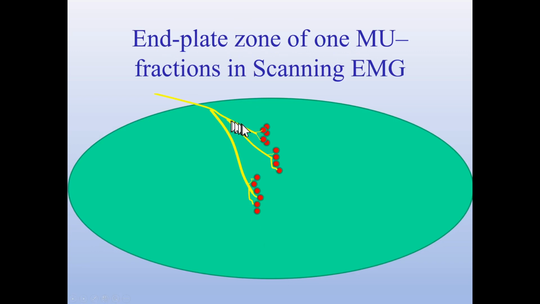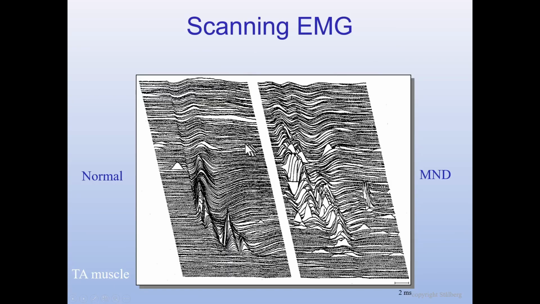Here's the axon and its terminal nerve branches. And when it comes out closer to the muscle fibers, the motor end plates belonging to one motor unit seem to be much more concentrated with very small bands. And this can be called fractions within the motor unit.